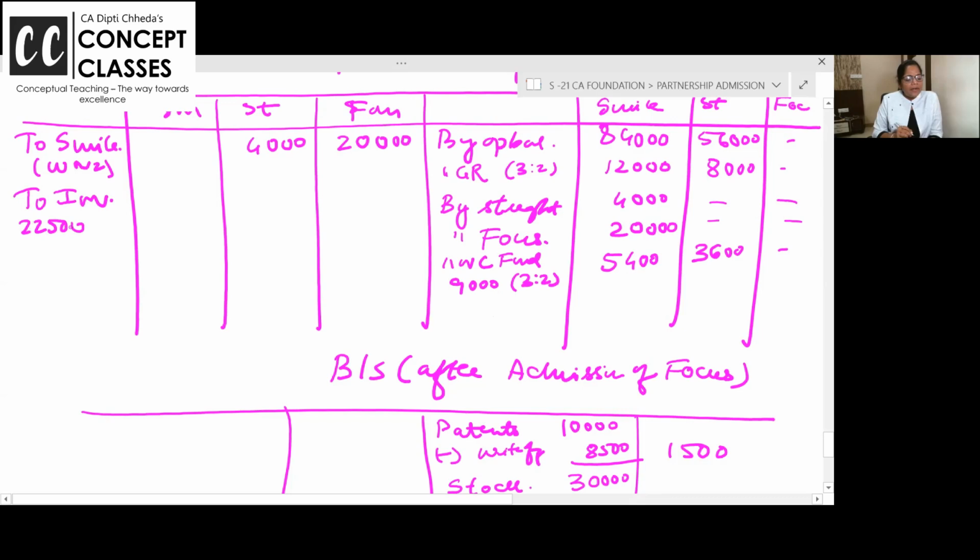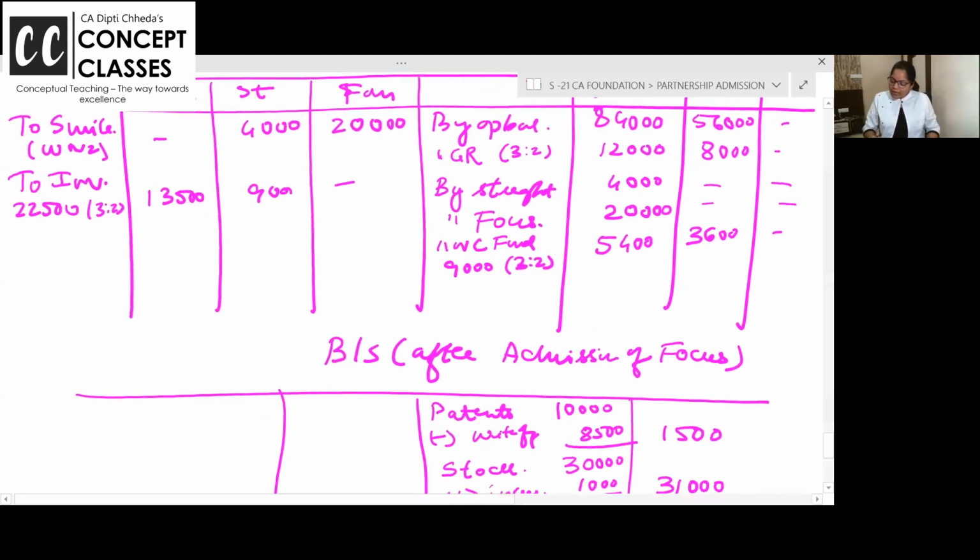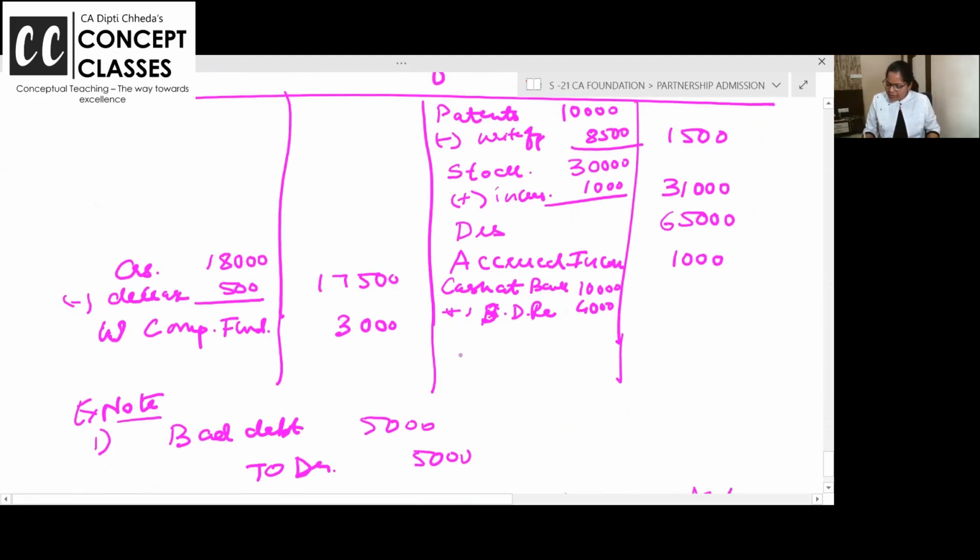So 22,500. Half of the investment they are taking in their ratio 3:2. 22,500 into 3 by 5, 13,500. 22,500 into 2 by 5, 9,000. Check and tell me, clear to all of you? Investments को credit करते हैं and partners are taking, debit the receiver. And now still I have cash में थोड़ा जगह छोड़ के लिखो investments 22,500 in my balance sheet.